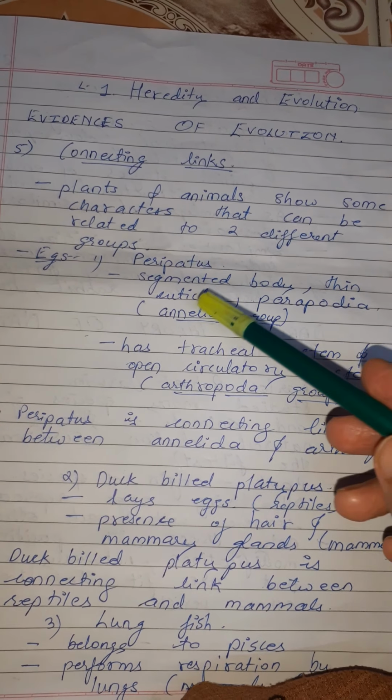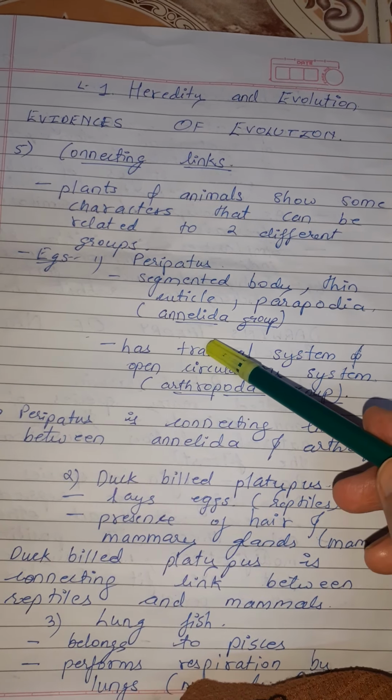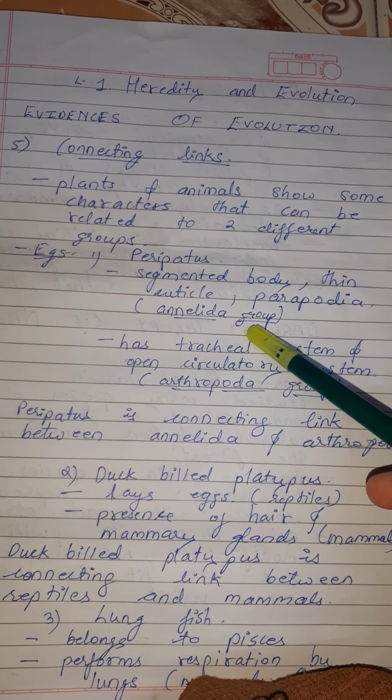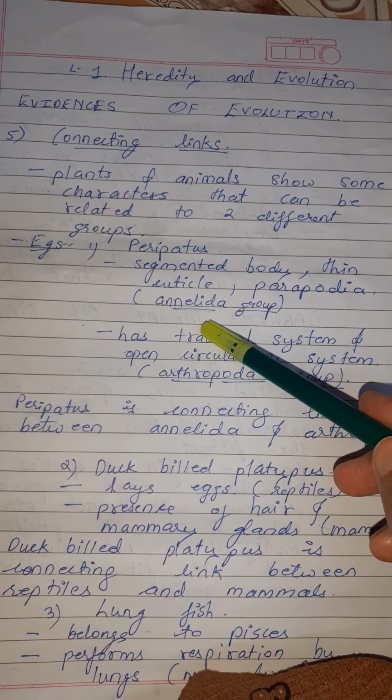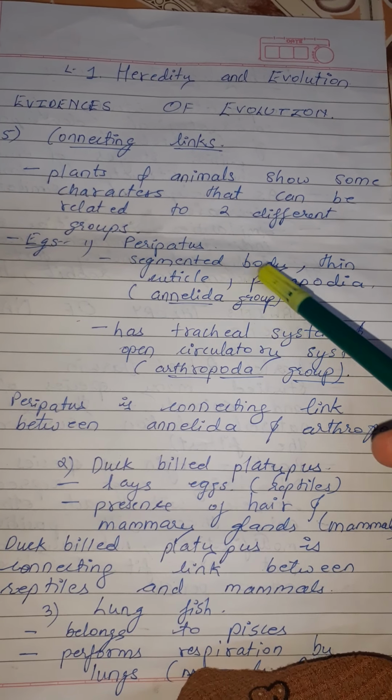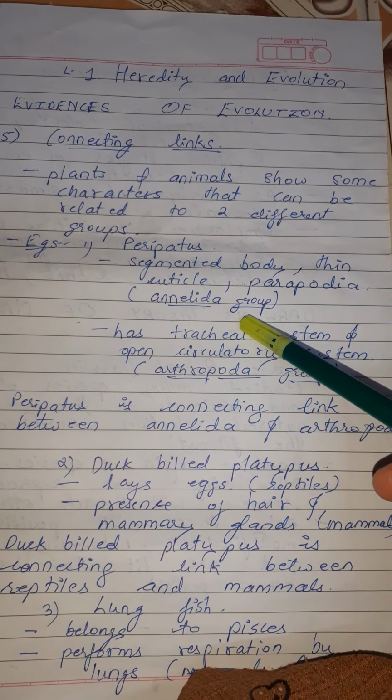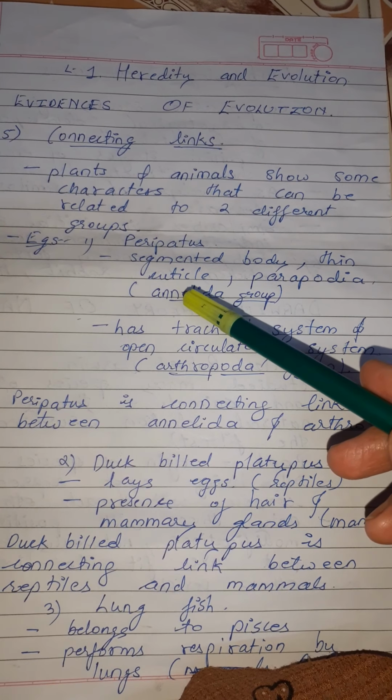So these are the characteristics of the annelida group. There is a group of animals, we call them annelids, and they show these characteristics. So these characteristics are present in Peripatus.